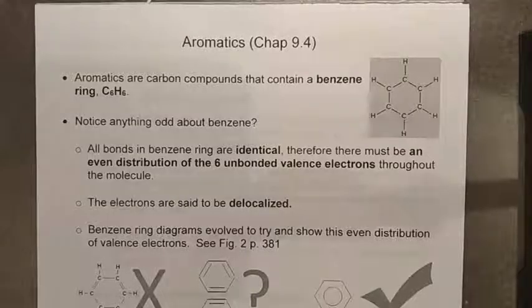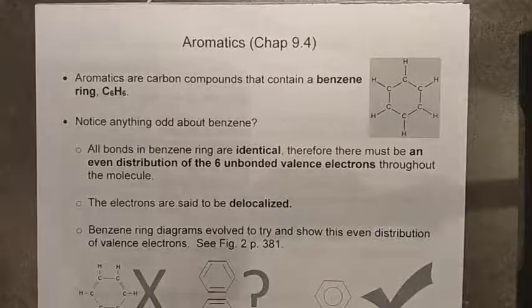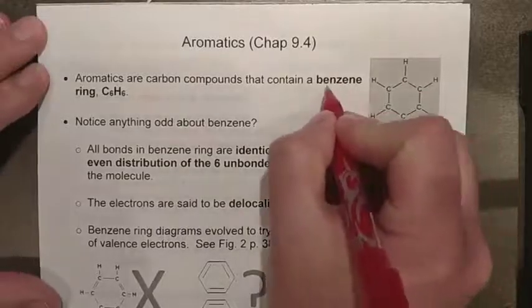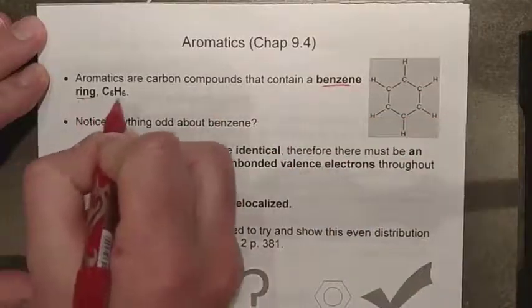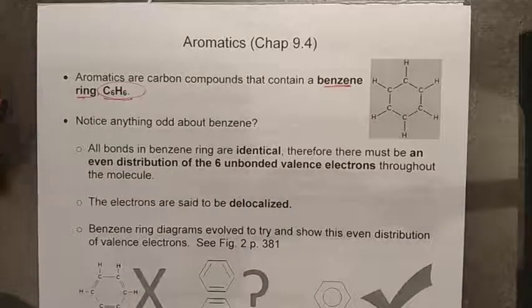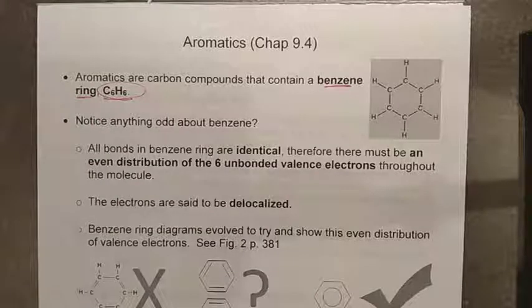All right, as we complete our chapter on hydrocarbons, we want to take a look at a very strange little group known as the aromatics. And aromatics are carbon compounds, or any hydrocarbon that contains what is called a benzene ring. And benzene has a very strange kind of arrangement.